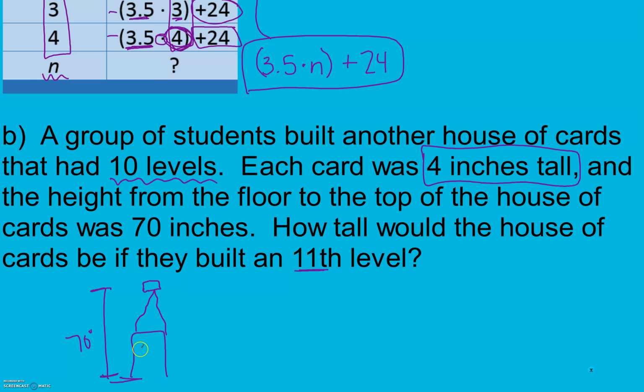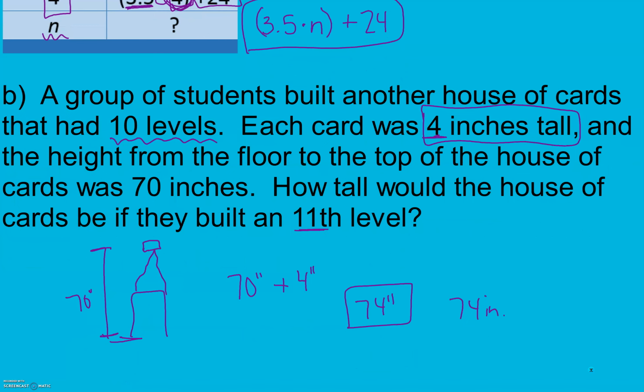So we're still going to have this original 70 inches, but we're also going to add in one more level. And each level is 1 card tall. So here, 4 inches tall, which means our new height is going to be 74 inches. We also could do inches like this, or write out inches. 2 ticks means inches, 1 tick means foot.